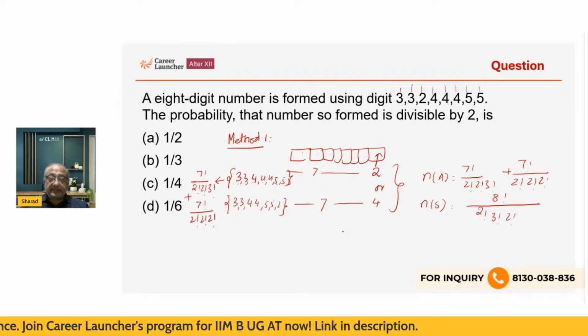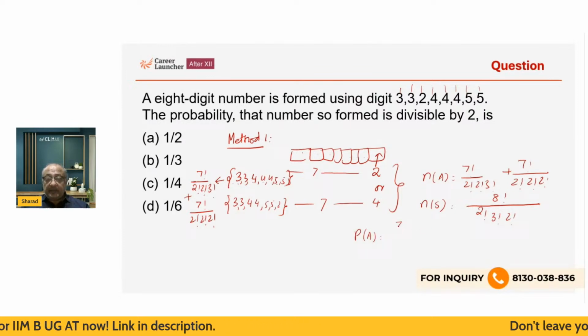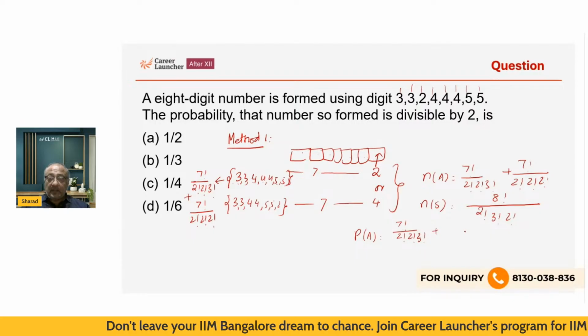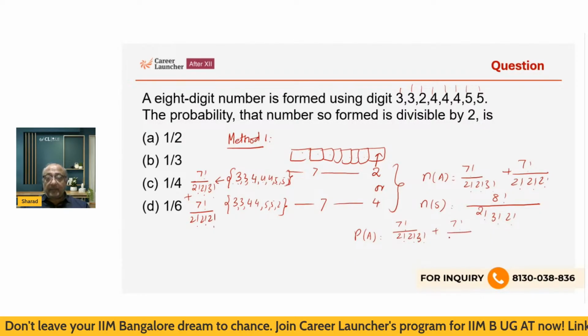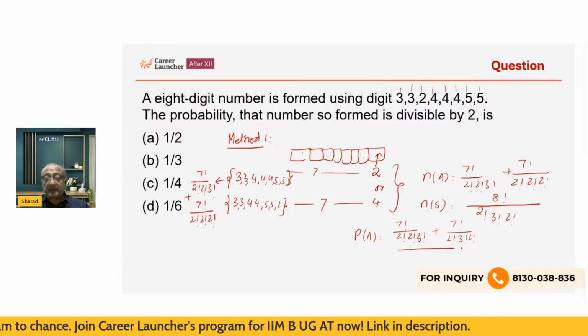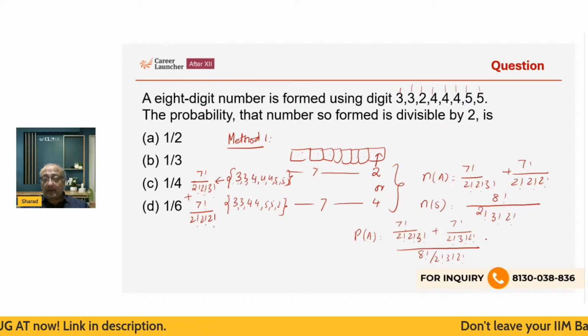Let's divide this. The probability of A is going to be 7 factorial upon 2 factorial into 2 factorial into 3 factorial plus 7 factorial upon 2 factorial into 3 factorial into 2 factorial upon. It is not difficult. I have to write a lot, but it is not difficult at all.